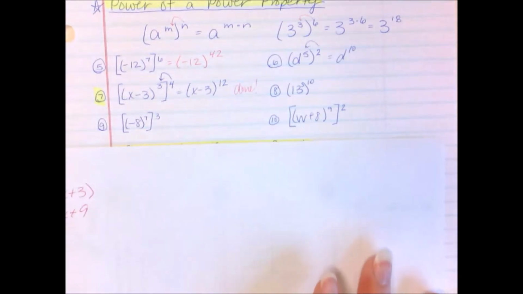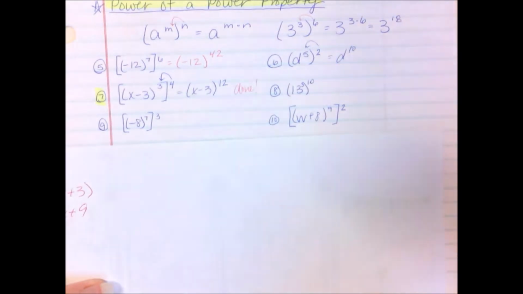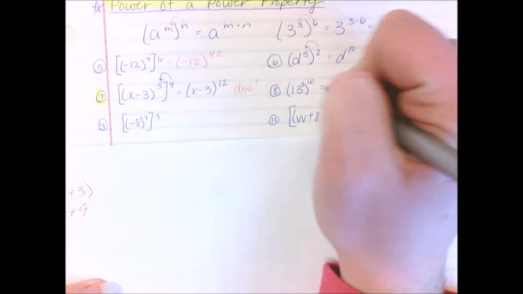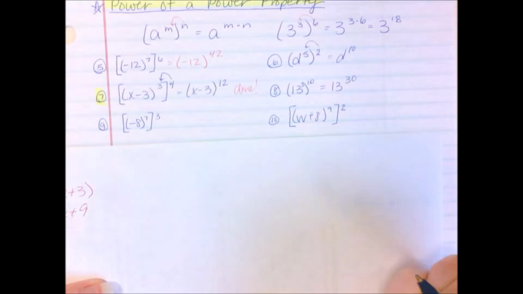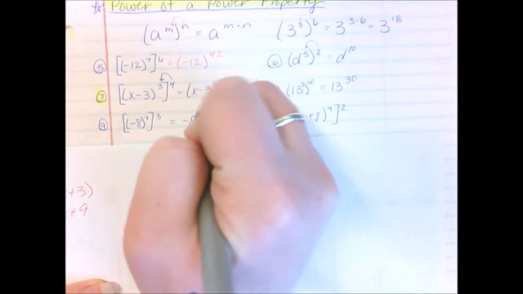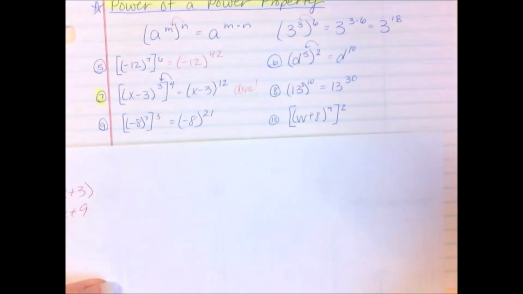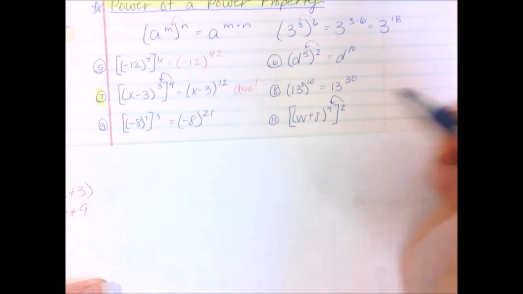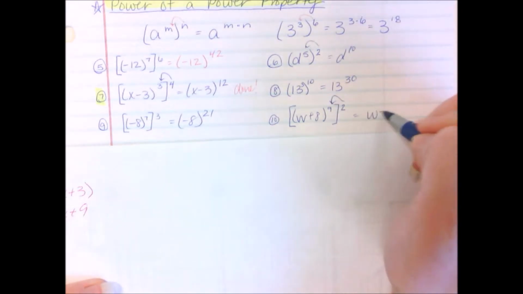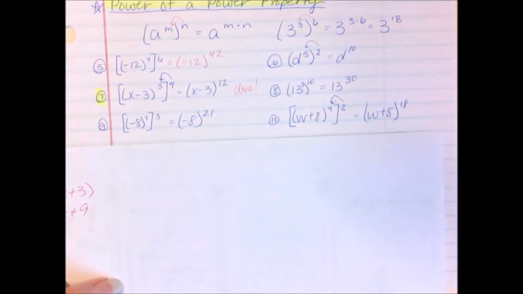In number 18, we get 13 to the 3rd to the 10th, so we multiply the 3 and the 10 to give me 13 to the 30th. In number 9, we get negative 8 to the 21st. And in number 10, this is again a scenario of the plus and the minus, so you keep the w plus 8 as your base, and you take that to the 18th power. You cannot go any farther than that because you cannot take 18 in.